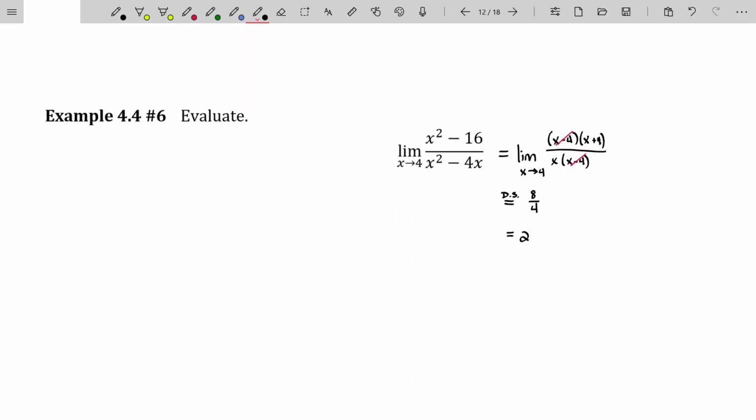In the next video, we'll dive into evaluating or using L'Hopital's rule for different styles of indeterminate forms.